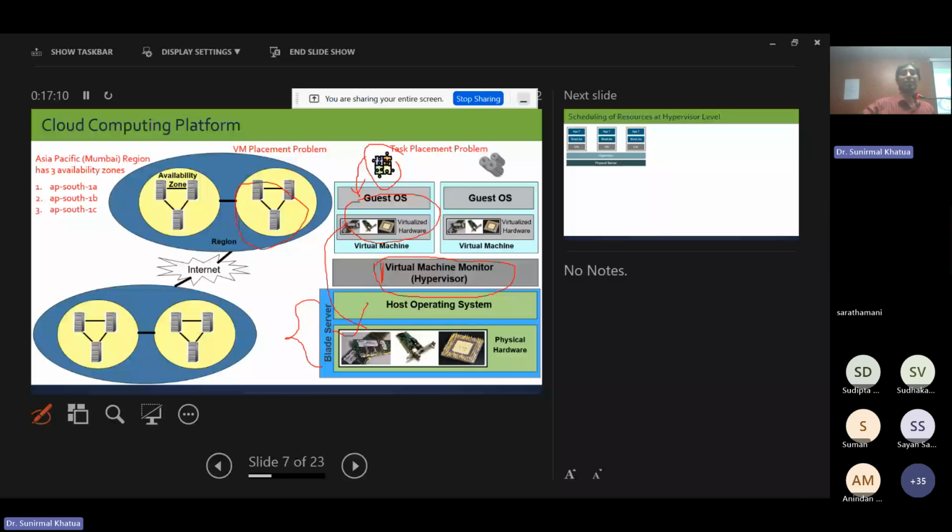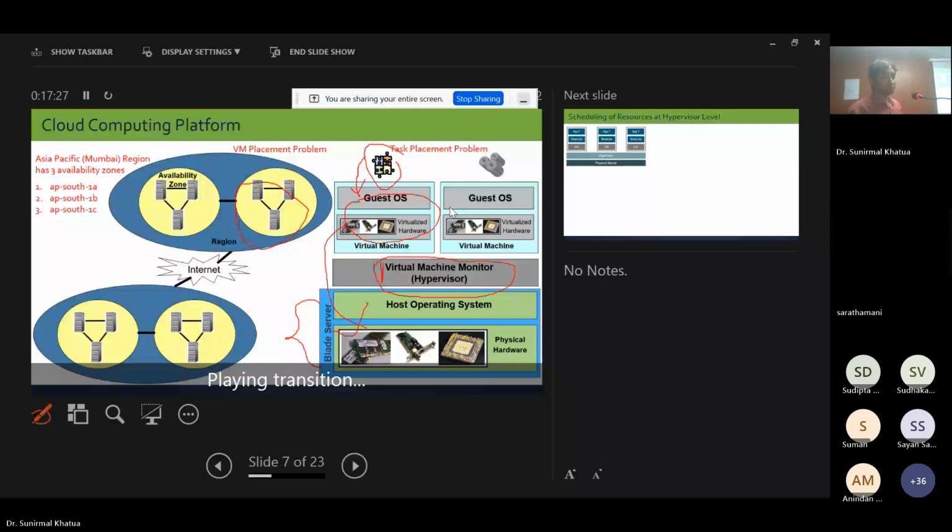Let me start one by one. First, I will start discussing the scheduling at the hypervisor. Then I will discuss the scheduling at the data center level. Then we will discuss the scheduling of the tasks at the application level. So first, let me discuss the scheduling problem at the hypervisor level.